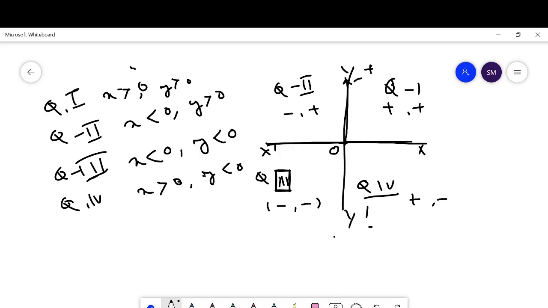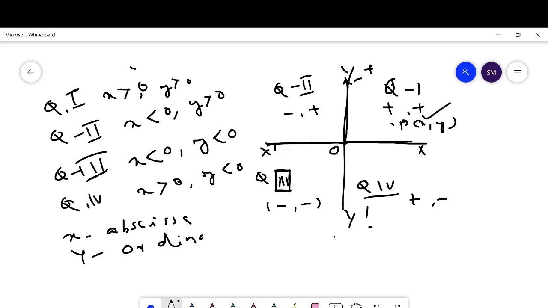Then from this we come to the conclusion. The conclusion is, suppose P is a point here with the coordinates x and y, the x coordinate is called abscissa, and the y coordinate is called ordinate.